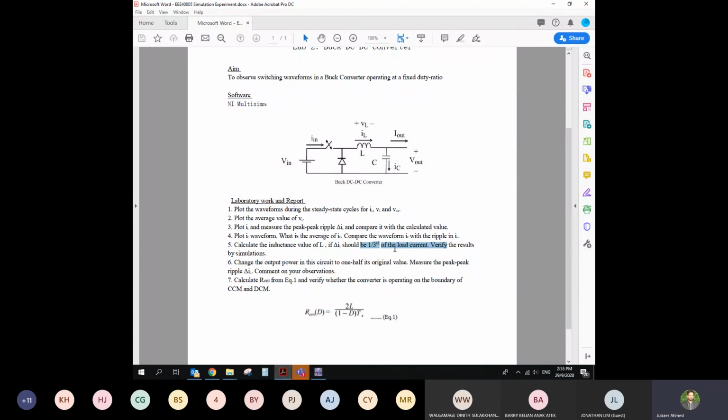Calculate the IL. This is a theoretical calculation. Also, after choosing the value from the theoretical equation, you have to plot it in Multisim, find out, and show that the ripple is exactly 1/3 of the load current.